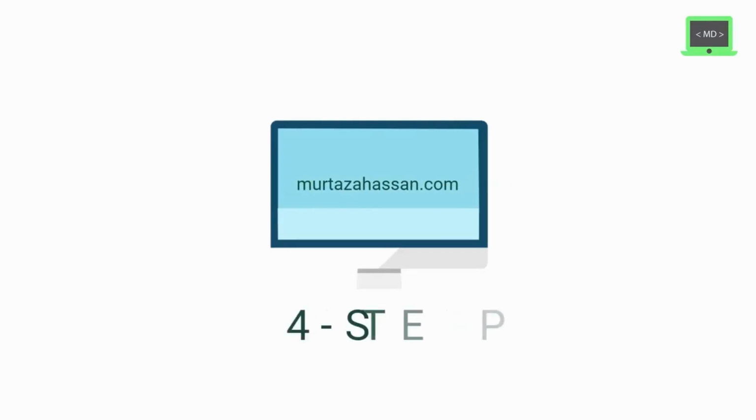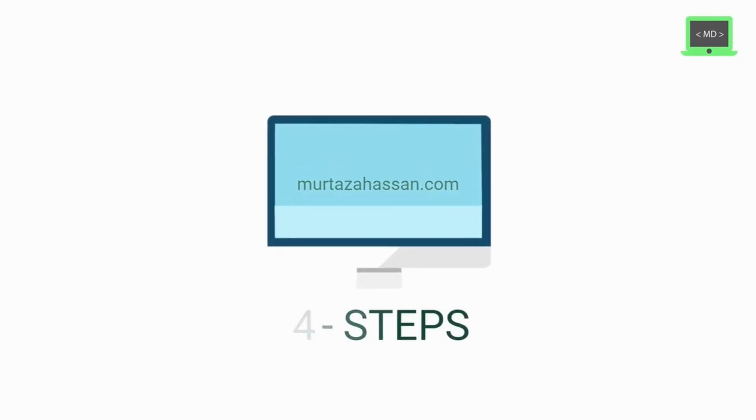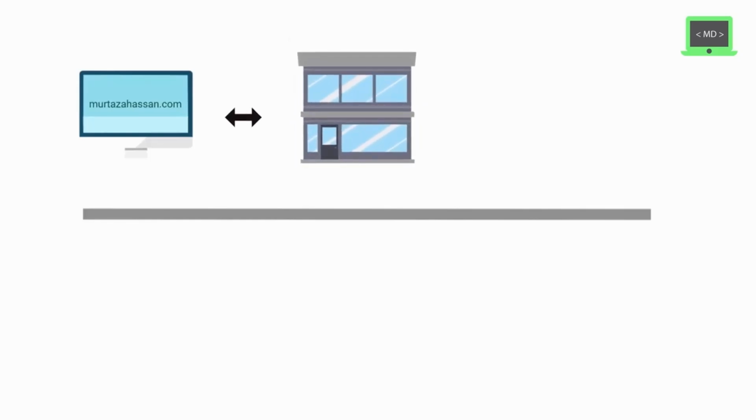Let's have a look at what happens when you enter a website in your browser. There will be a total of 4 steps before you see the final result. Step number 1, the website request goes to your internet service provider.